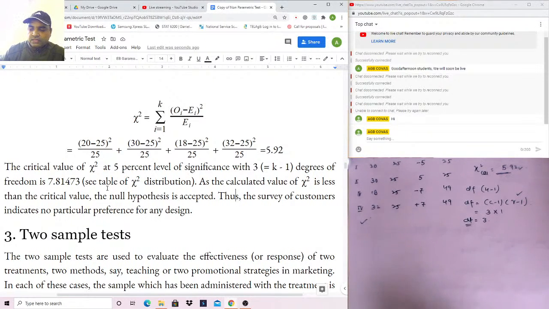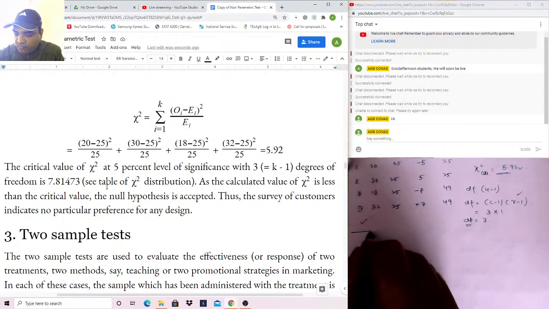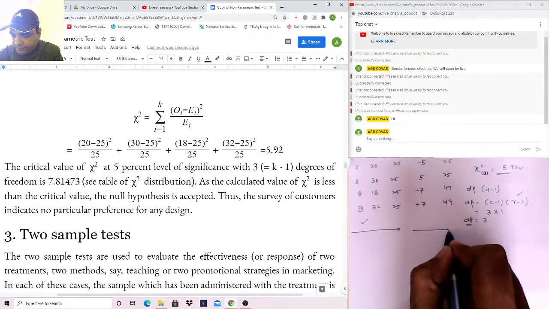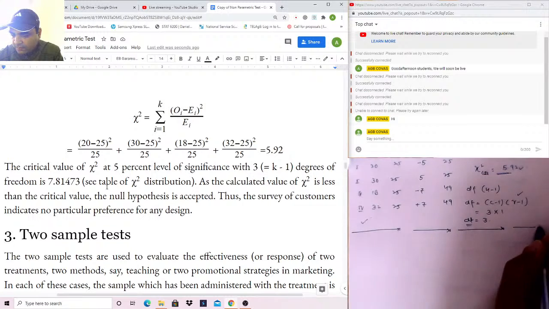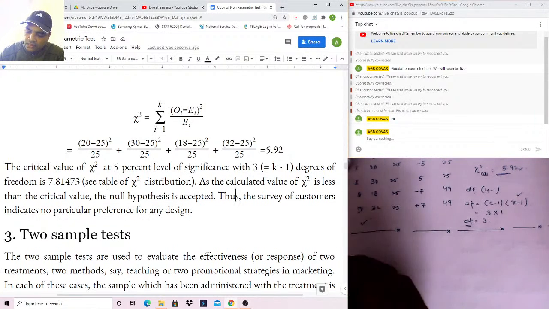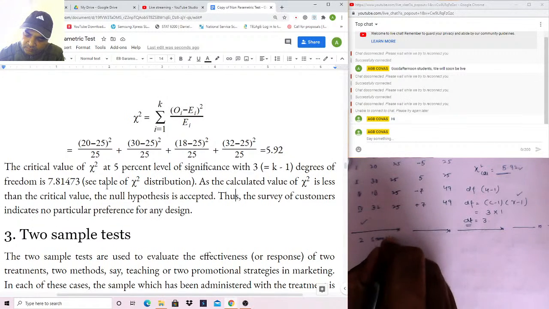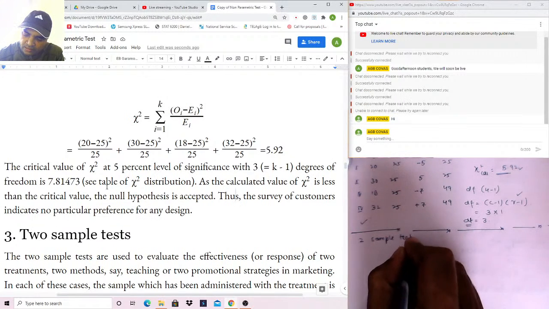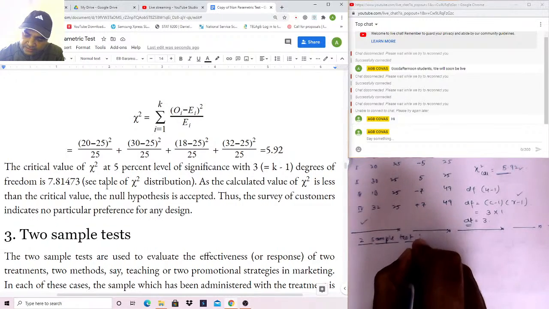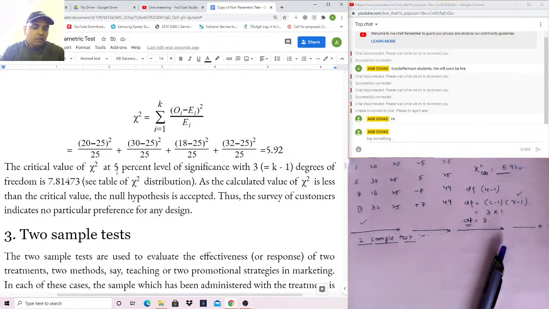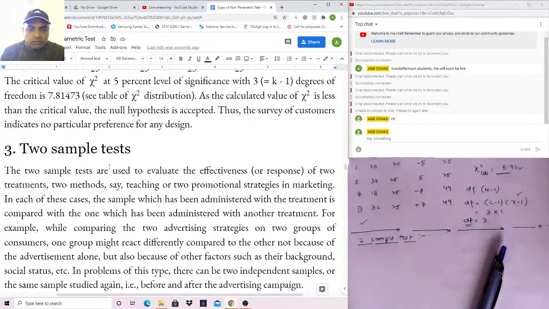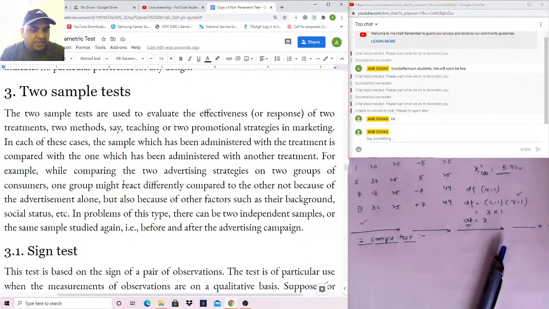So this completes our one sample tests. Now we will be starting with the two sample tests. Two sample non-parametric tests. The two sample tests are used to evaluate the effectiveness or response of two treatments. That is what we are going to do.